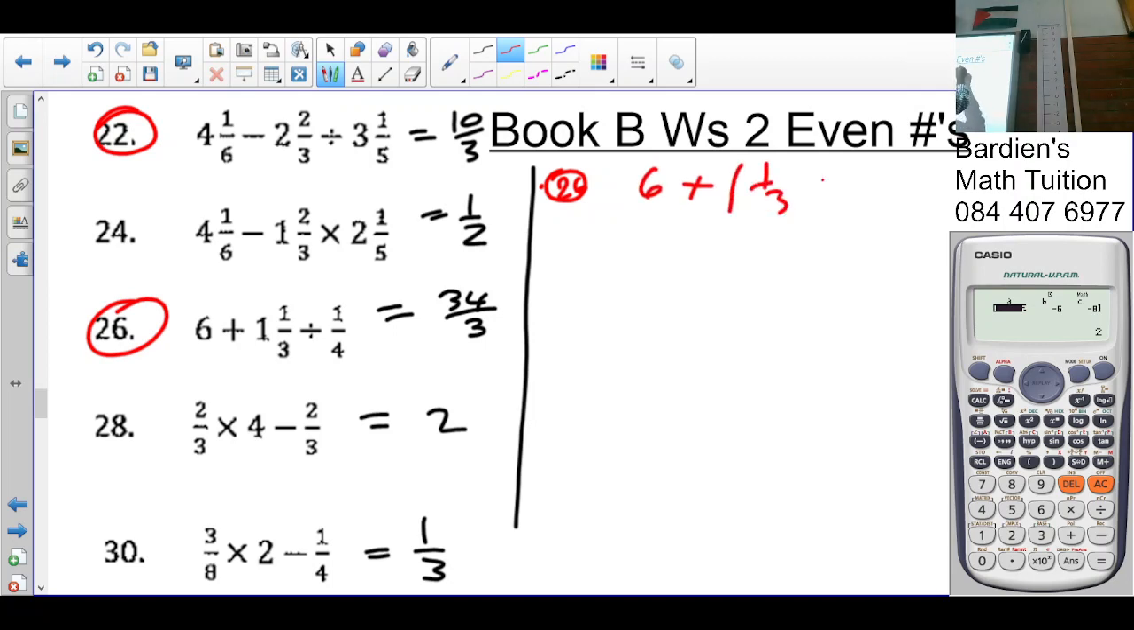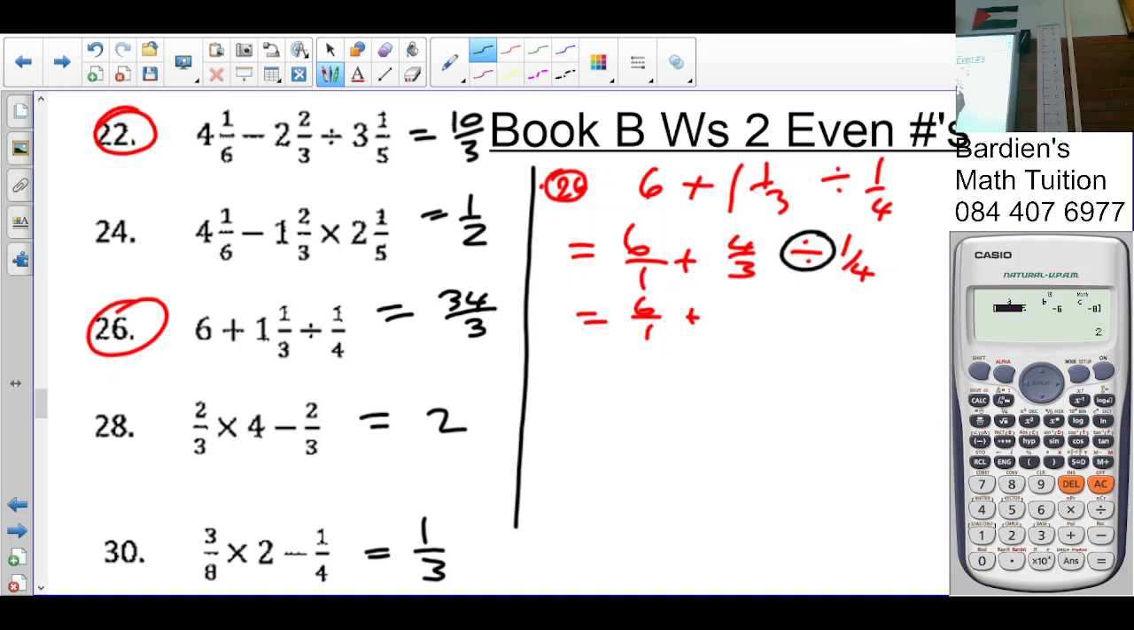Go for it, Michael. 6 over 1 plus 4 over 3, yeah? Divide by 1 over 4. Which means you change this to multiplication and you tumble the fraction, then times. So that's going to give you 4 over 3 times 4 over 1. You see, what you did was, you said 4 going to 4 ones, 4 going to 4 ones. That's how you get 1 over 3.